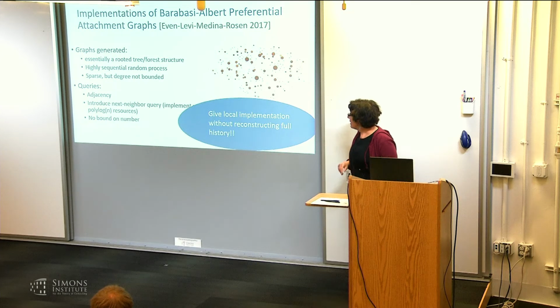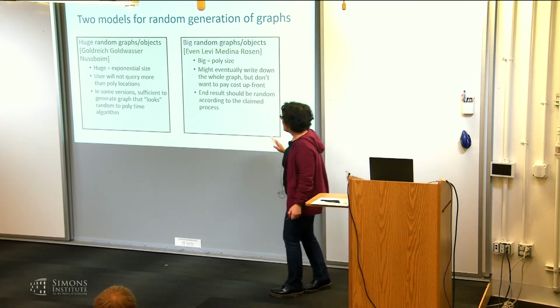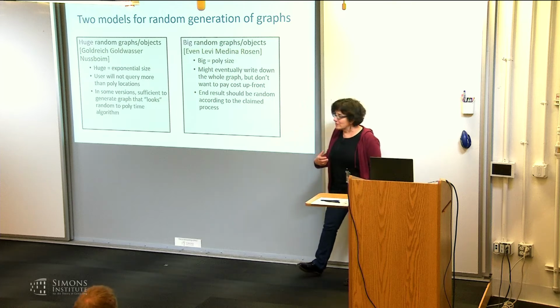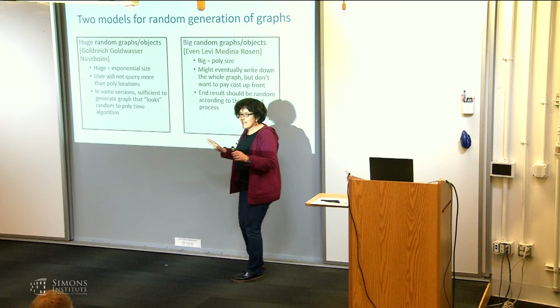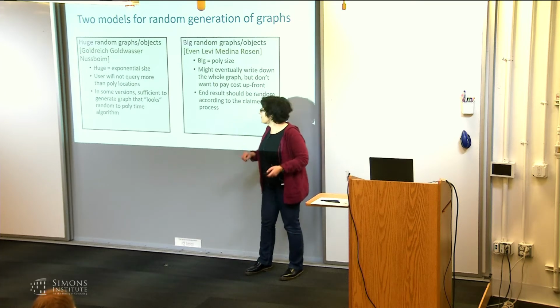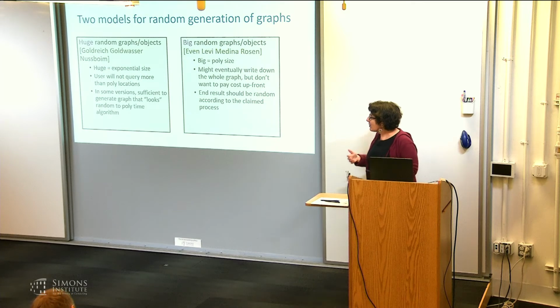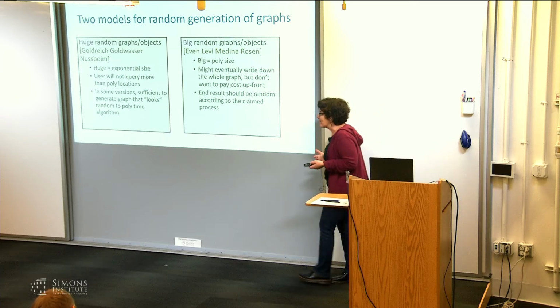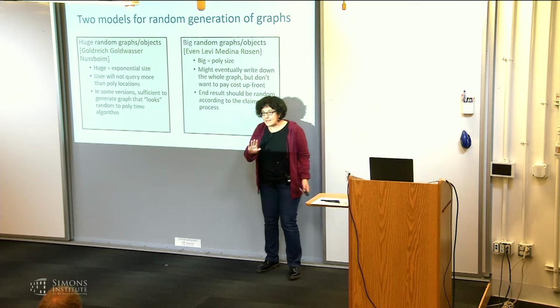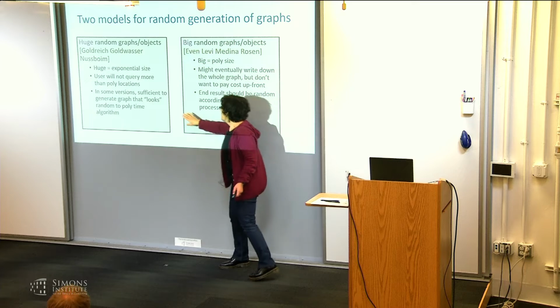I highly recommend it. So let me talk a bit about the models. So in the models proposed by Goldreich, Goldwasser, and Nussbaum about huge random graphs and objects, let's think for a bit as huge being exponential size. The user is not supposed to query more than a polynomial number of locations, and it's sufficient to generate a graph that looks random to a polynomial time algorithm. Sometimes some of their implementations actually give much more than this, and some of their definitions require more than this, but that is one of the ways to think of it.